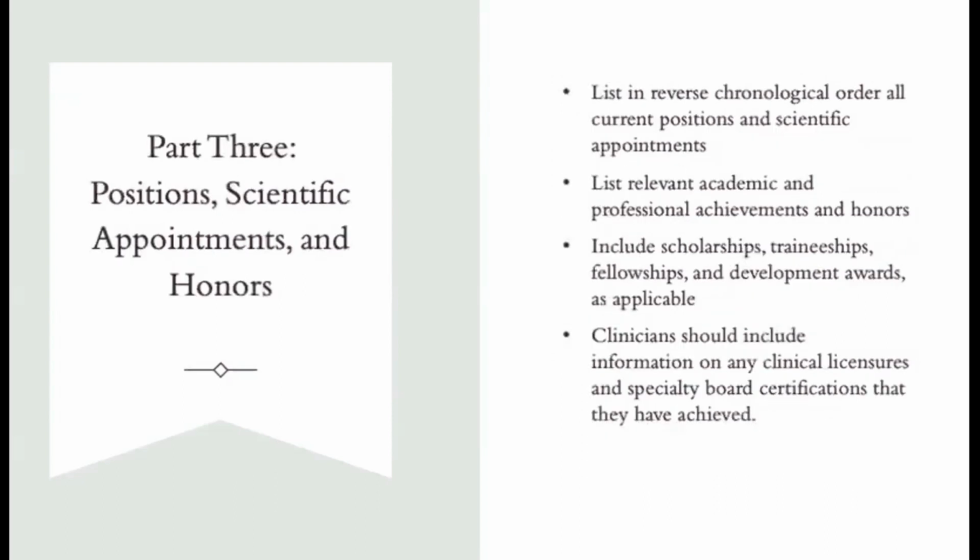Part 3 includes positions, scientific appointments, and honors. Here, you should list in reverse chronological order from latest to earliest all current positions and scientific appointments. List relevant academic and professional achievements and honors. Include scholarships, traineeships, fellowships, and development awards as applicable. Clinicians should include information on any clinical licensures and specialty board certifications they have achieved. Include teaching assistant work, volunteer work, travel, and other awards.